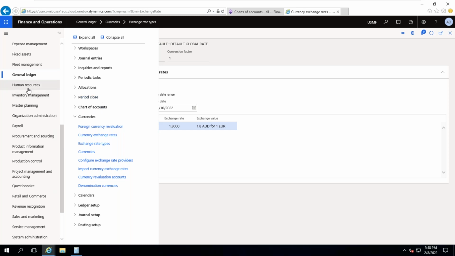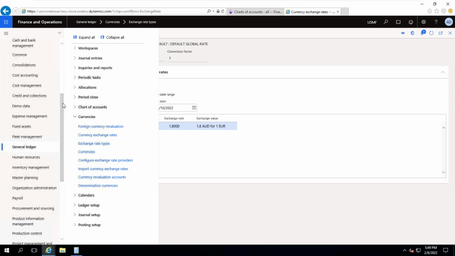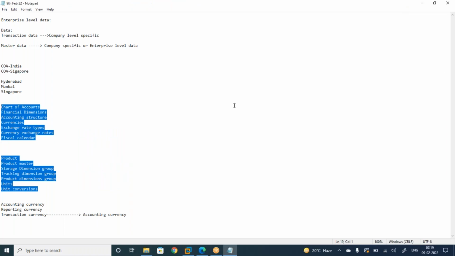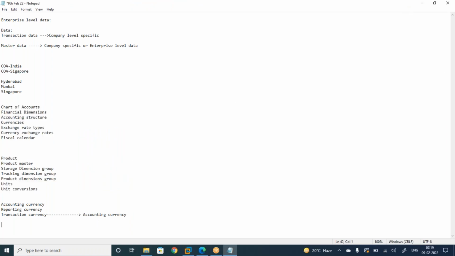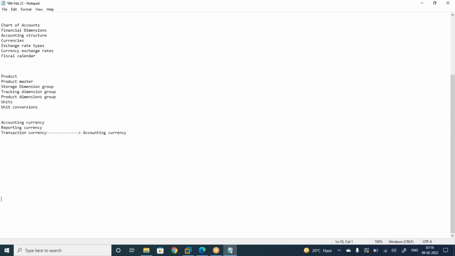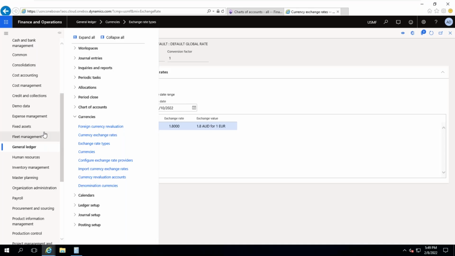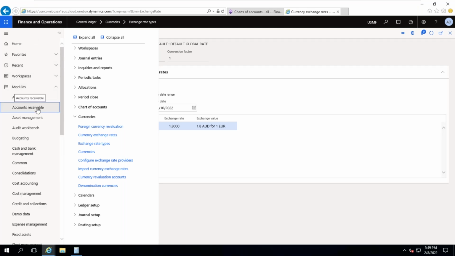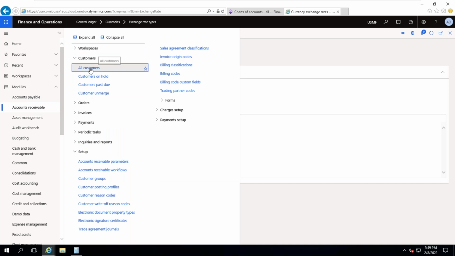Okay, fine. So for customer reports or vendor reports, you are talking. Okay. So first thing is, customer and vendor is not enterprise level data. Let me explain. This is interrelated. Customer and vendor, is this enterprise level data? No. Customer and vendor is company specific data. If you want, one second, give me a minute. Accounts receivable, customers.